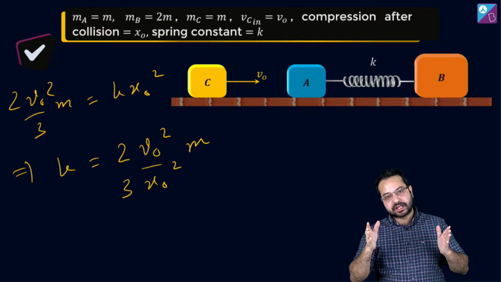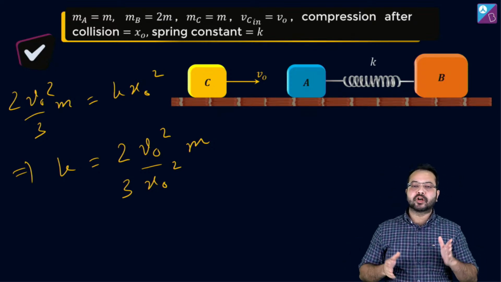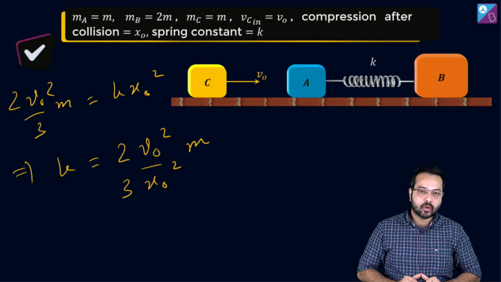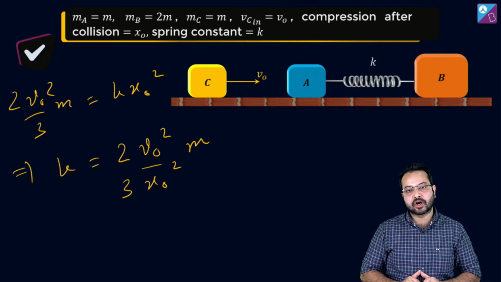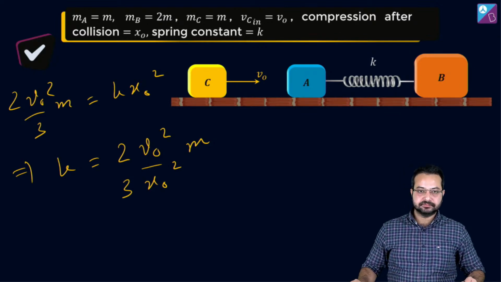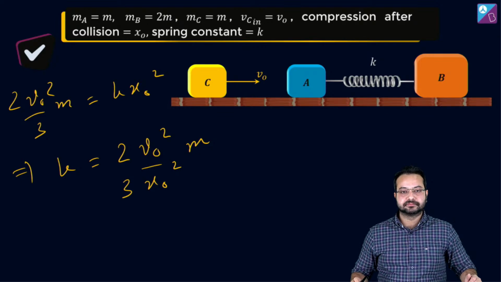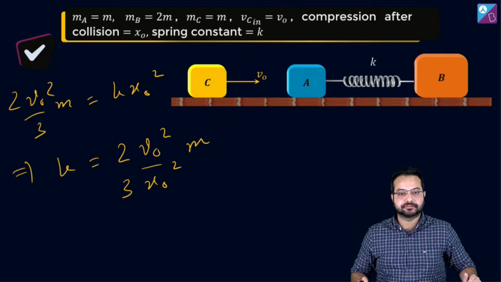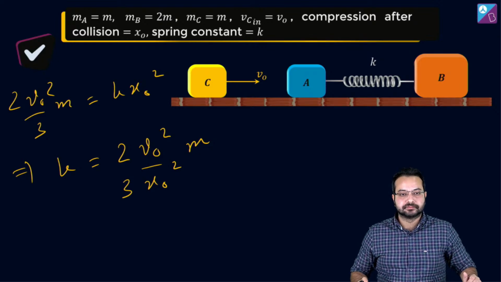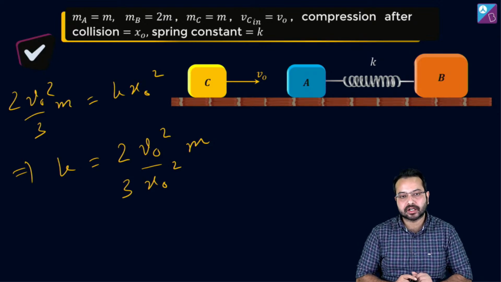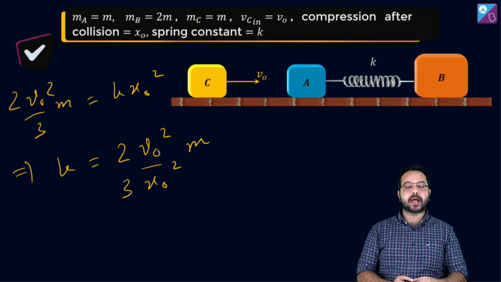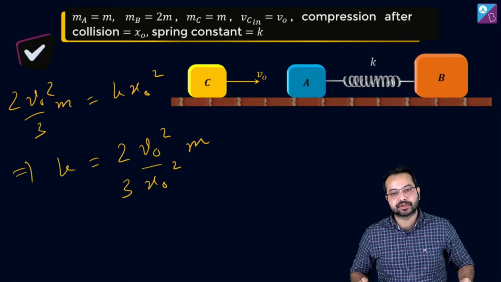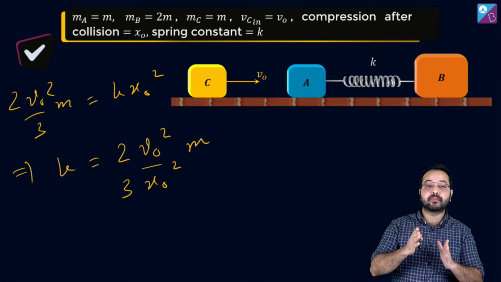So in the question it was given that when the velocities of both the blocks became the same, the compression of the spring was x naught. My question is, what is the maximum compression of the spring? Askar says it should be x naught. Any more answers? What should be the maximum compression of the spring? X naught. Absolutely. And this is a very important concept.